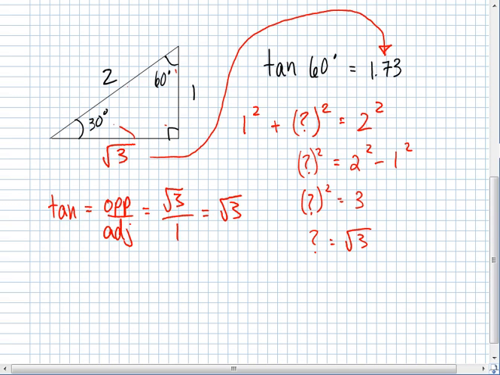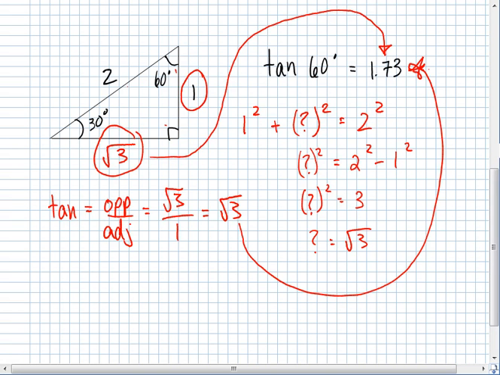Here's my opposite side, here's my adjacent side. So it's equal to the square root of 3. And it so happens to equal 1.73, which you found on your calculator. Okay? So all that just to say that what your calculator tells you is just this right here for any right angled triangle.